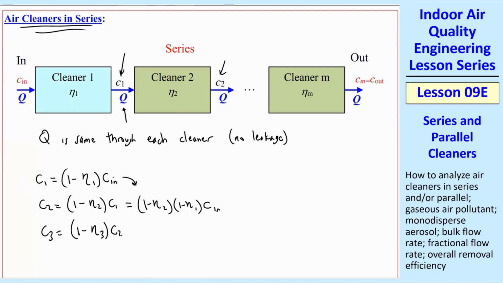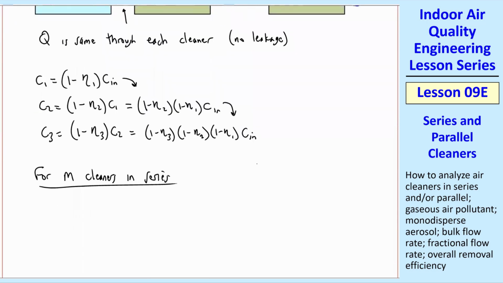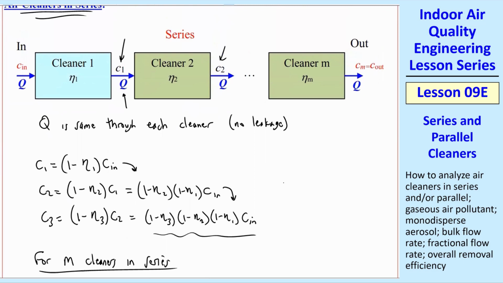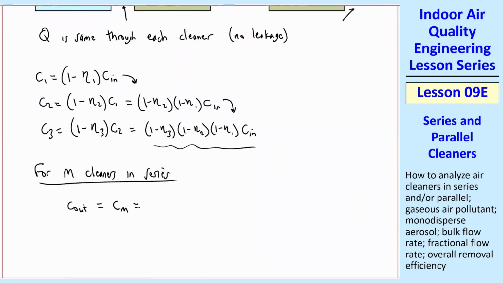The next one would be (1 minus eta 3) times C2. That's what's coming in. And then you use this to get (1 minus eta 3) times (1 minus eta 2) times (1 minus eta 1) times C in. So for m cleaners in series, we can extend this. You can see the pattern to C out. When you finally get to the end here, Cm is C out. So C out, or Cm if you want to call it that.